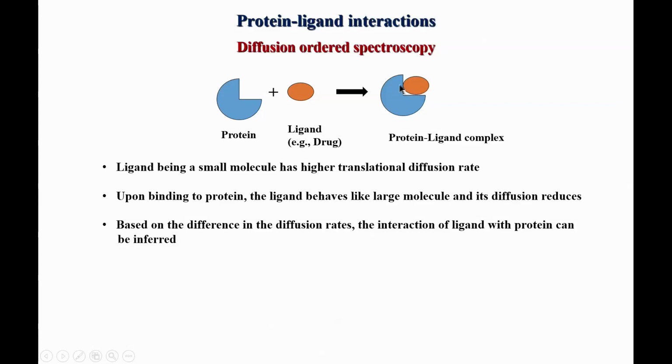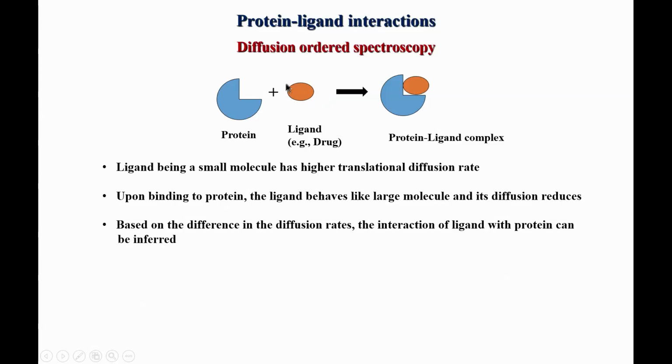A loose binding means a weak interaction. In a weak interaction scenario, the protein and the ligand remain in the free form as well as in the bound form. So, both these forms will exist in dynamic exchange with respect to each other. This dynamic exchange will therefore cause an average diffusion of the ligand between the free form and the bound form.